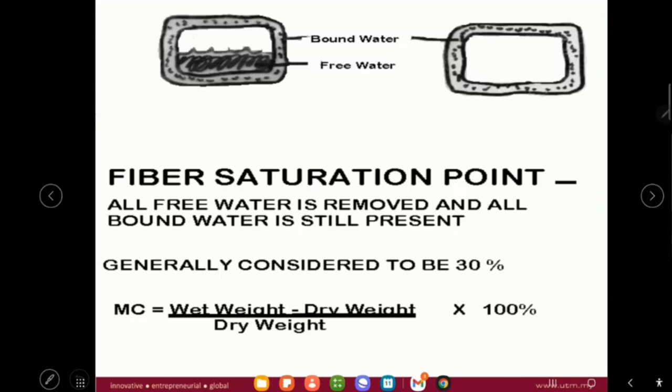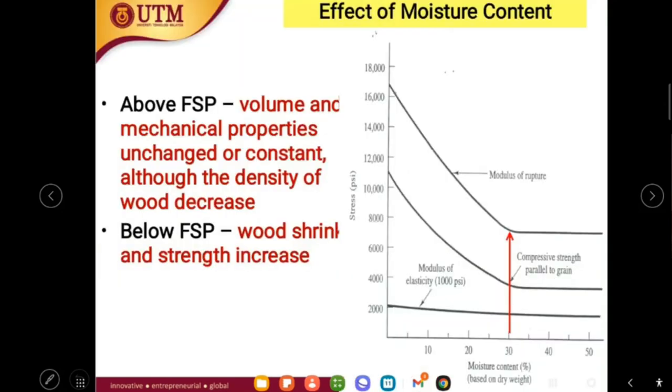That is because, like I said, above the FSP, the volume and the mechanical properties remain unchanged, which is at this part, right? It will become unchanged, okay? And below the FSP, the wood will shrink and the strength will increase. Okay, and the strength will increase.